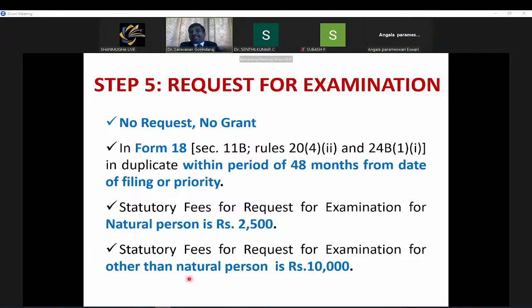So when you want to examine, you need to give a request to the Patent Controller General. When you are not requesting, no grant will be produced. From the filing date, 4 years will come, and at that time you have to request them, please examine my invention. For that, again, the fee is 2,500 rupees.